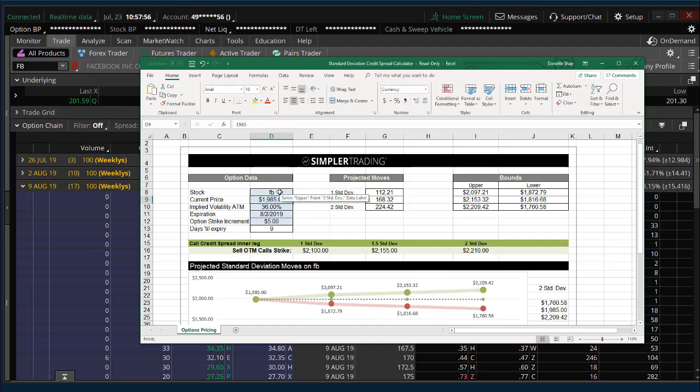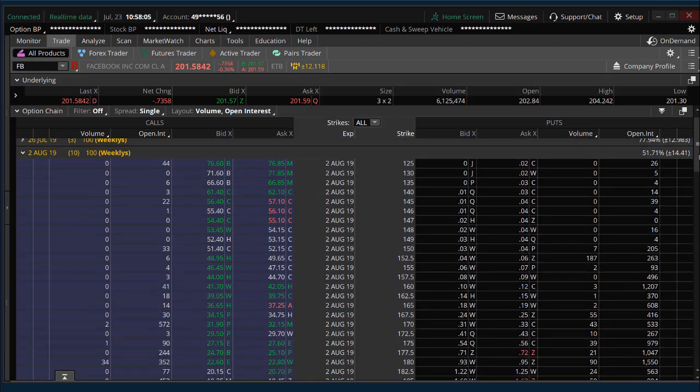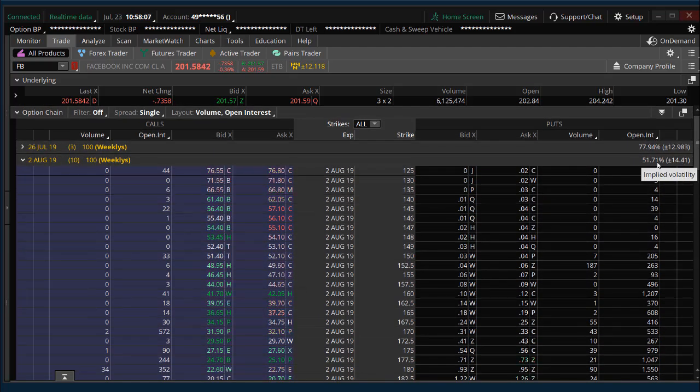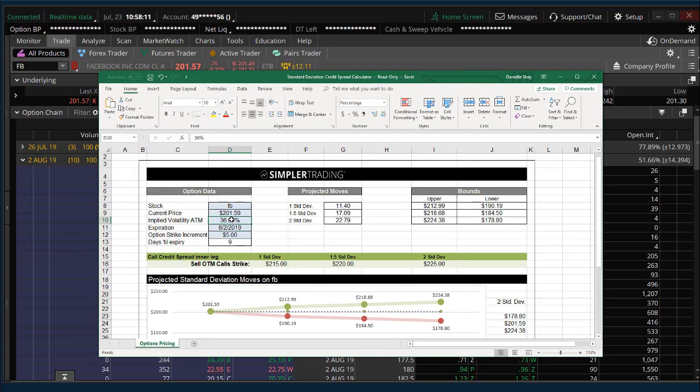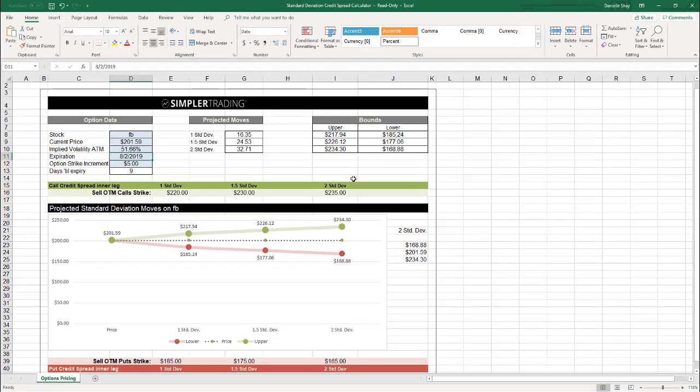So there's Facebook, 201.59, and then you want to look at the options that are expiring next week. So it's going to be 51.66. On your implied volatility, we have the expiration date in here of August 2nd. Okay, now we want to look at what our spreadsheet is telling us.